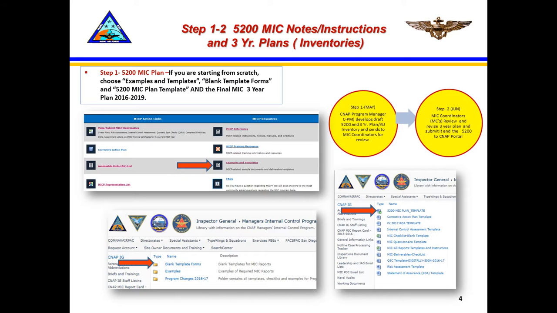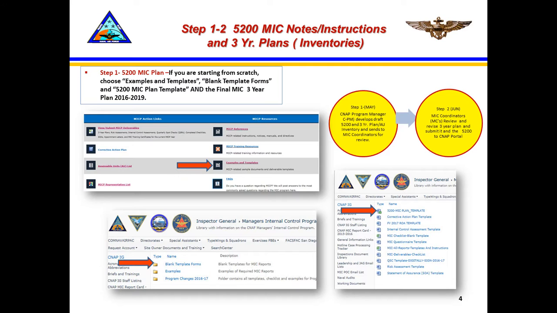Once I talk to the Chief of Staff and to the Inspector General, I come up with those 2 draft documents and I submit them out to the MIC coordinators. The MIC coordinators take a look at those and revise what may need to be revised, and they shoot that back to me with their revisions, which I compile into one CNAP file.